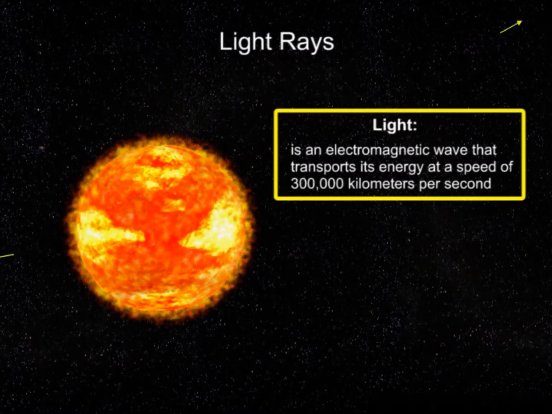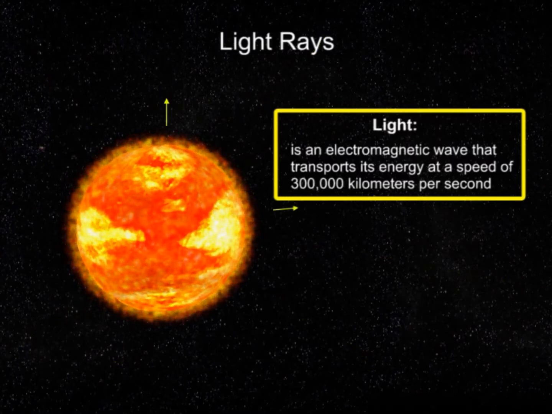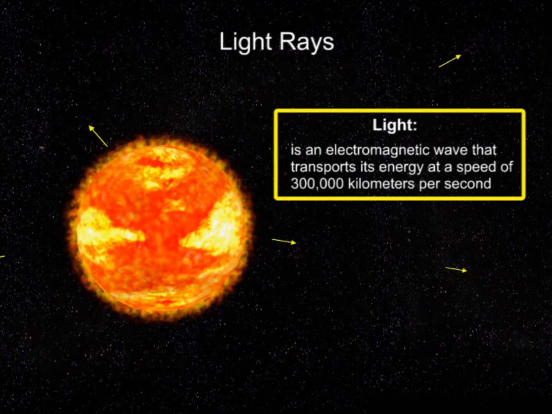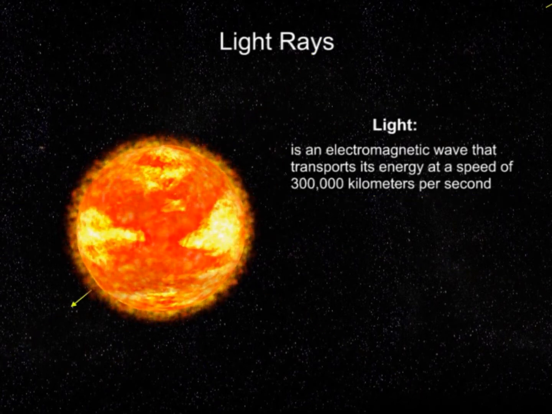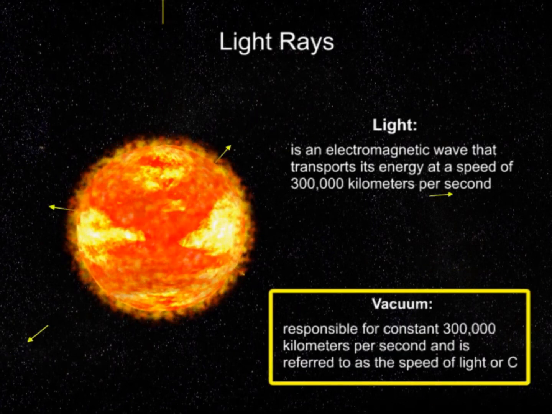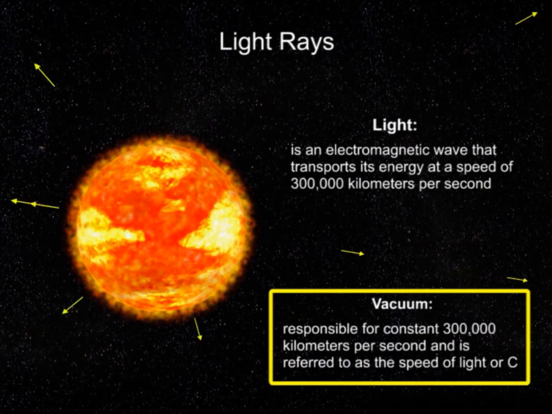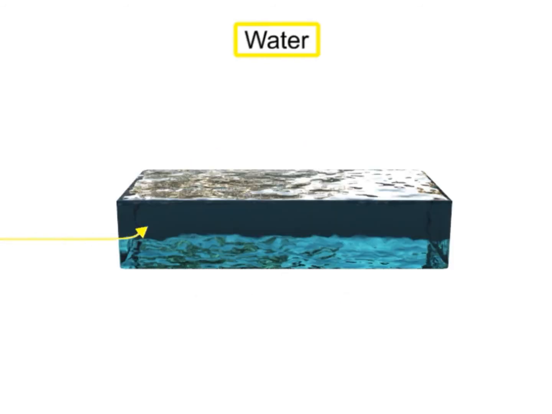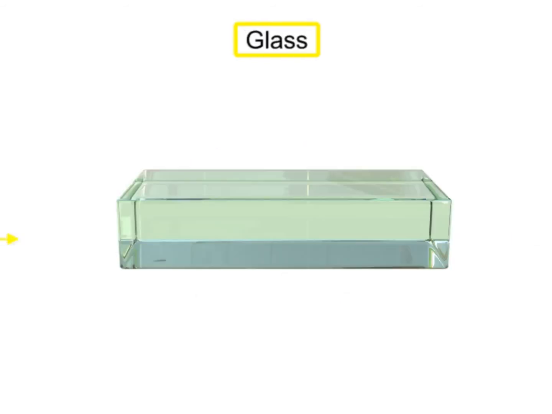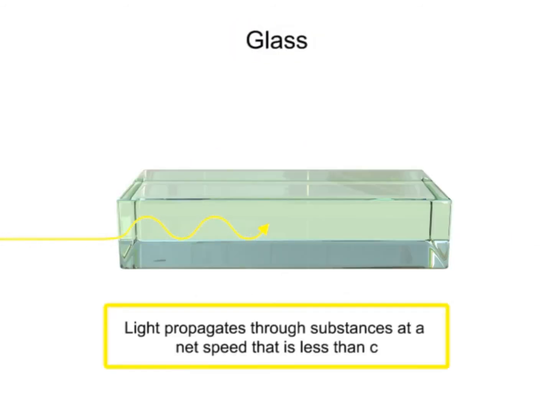Light is an electromagnetic wave that transports its energy at a speed of 300,000 kilometers per second. This constant speed is how fast light travels in a vacuum and is referred to as the speed of light, or c. When light encounters a medium such as air, water, or glass, it propagates through the substance at a net speed that is less than c.